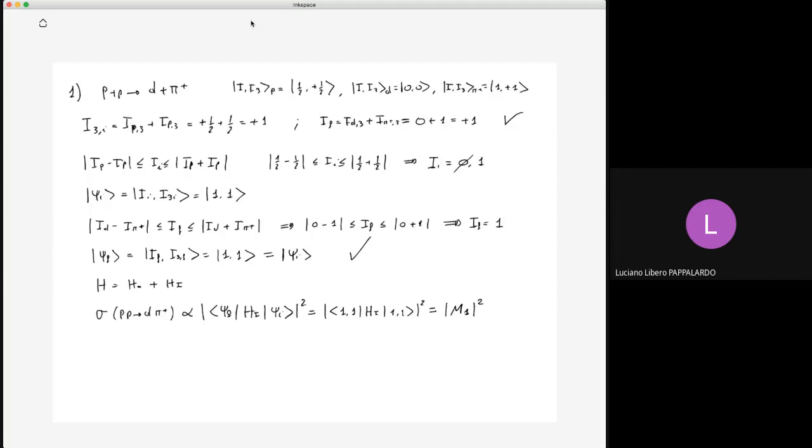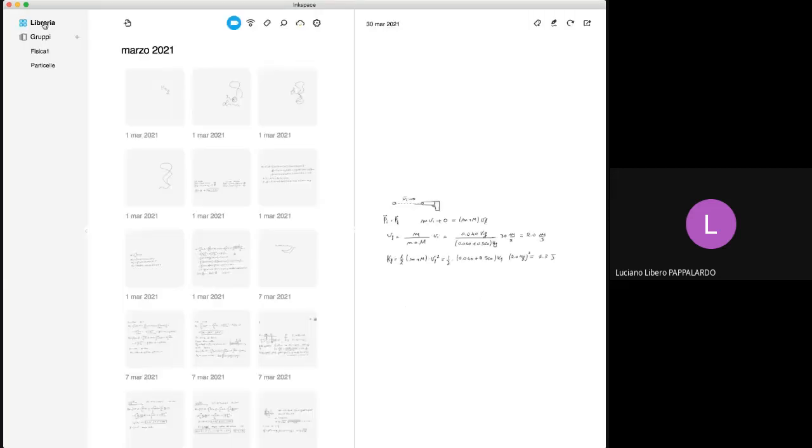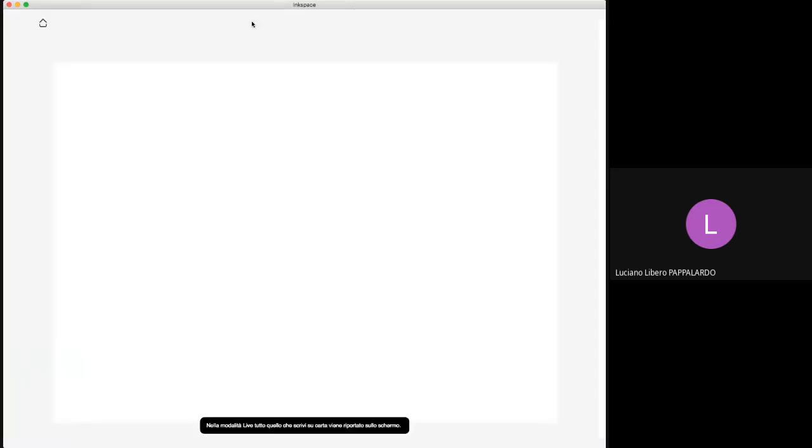Now, this was for the first reaction. Let's now work out the second reaction, and then see how the ratio of the cross-sections will look. So I take a new page. The second reaction that we want to study is proton plus neutron that goes into deuteron plus pi 0.